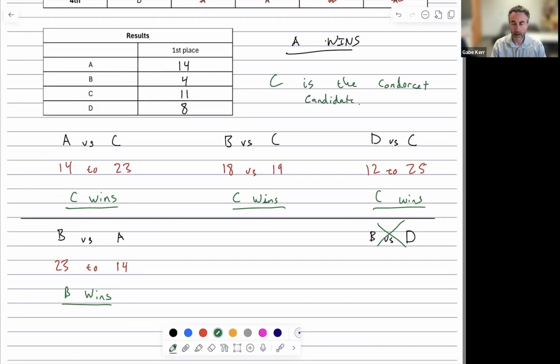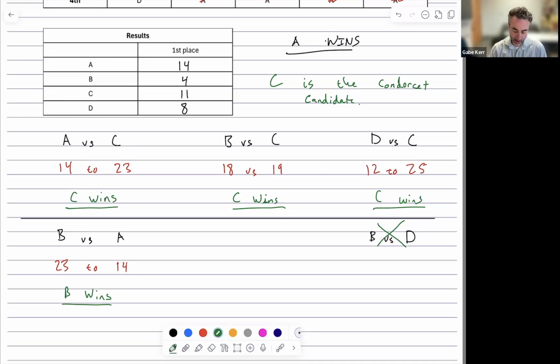And again, one would think that if you have a candidate that's winning every head-to-head matchup, if they're the Condorcet candidate, that they should win the election. They can beat every other individual in the election. So this again shows some of the limitations of the plurality method.